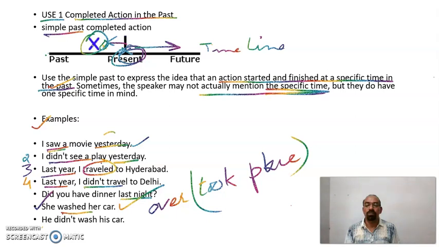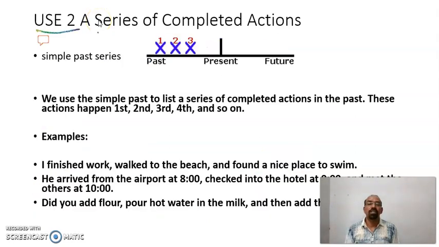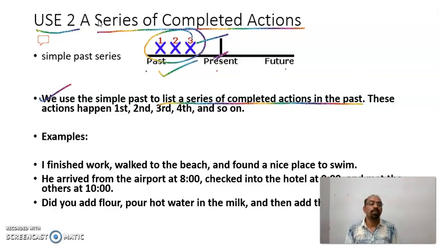Let us go to the second use. The second use is a series of completed actions. Look at this graph. Past, present and future. This is the timeline. How many actions were over? Three actions. They are not happening in the present or going to happen in the future. They are already over. So we use the simple past to list a series of completed actions in the past. These actions happen first, second, third, fourth and so on. Example.